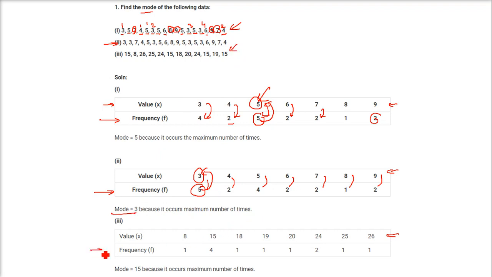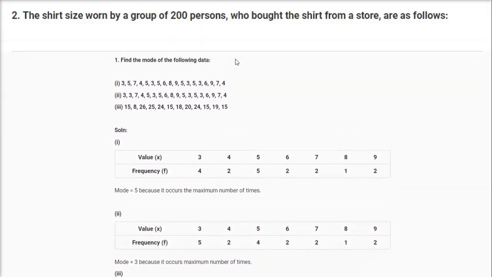Similarly for this, when we find out the frequency, the highest frequency is 4, which corresponds to the number 15, and 15 is the mode. 15 is the mode of this observation or data.